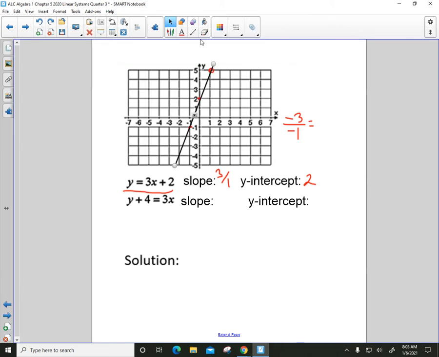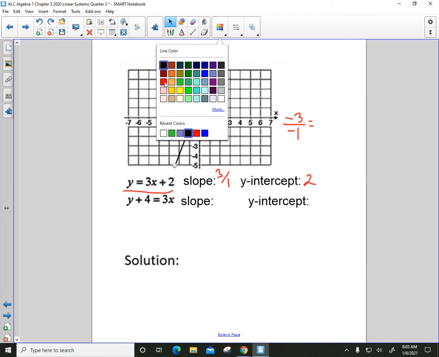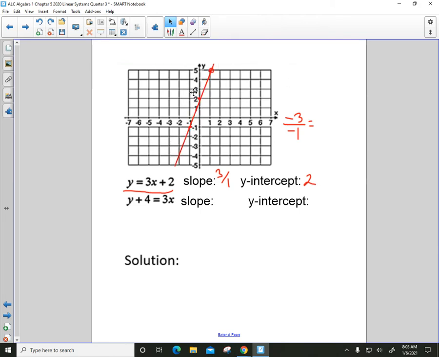I haven't even looked at the other one yet, and we'll just make that red. Okay, so we have our first line. Our second line isn't written correctly. It's y plus 4 equals, and we don't normally graph y plus 4 equals. This is a little on purpose, to add a little bit of a level of excitement.